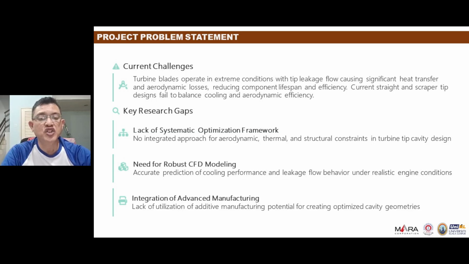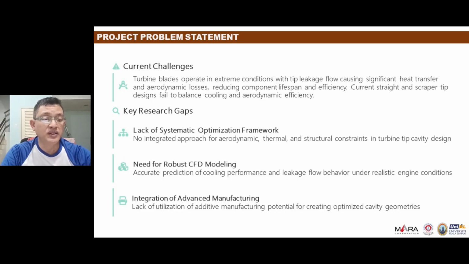Current turbine blade tip cavity designs, crucial for cooling and aerodynamic efficiency, are limited by traditional shapes that inadequately balance reducing tip leakage and maximizing cooling. Existing approaches typically address either aerodynamics or cooling separately, lacking a comprehensive framework that integrates aerodynamic, thermal, and structural factors. Complex turbulent flow and heat transfer inside the tip cavity are difficult to predict and optimize due to limitations in experimental and computational methods. Although additive manufacturing could enable innovative cooling geometries, it remains underused in this area.